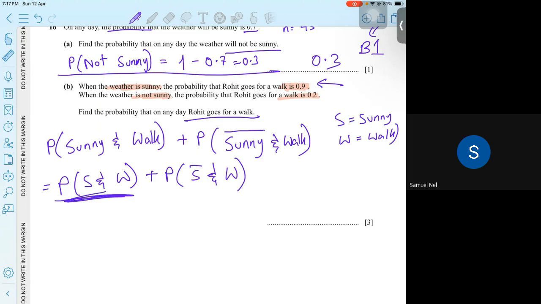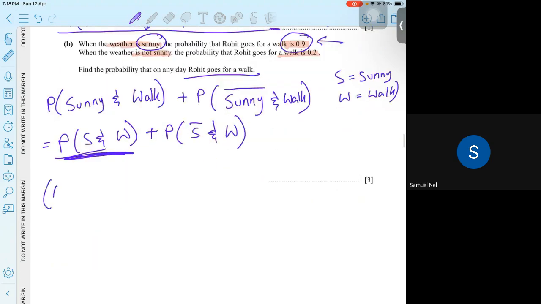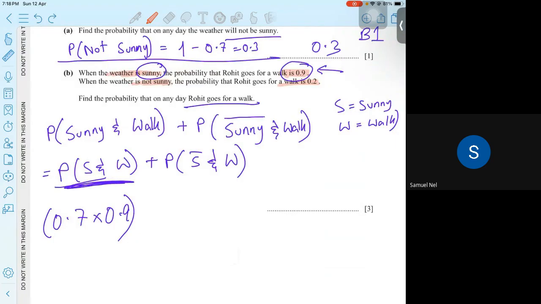So we have 2 events here. The first part is that it's sunny, and the second part is that he goes for a walk. The probability of it being sunny is 0.7, right? So the first one should be 0.7 into 0.9. Are you all with me? Because the probability of it being sunny is 0.7. The probability of him going for a walk is 0.9. So the probability of sunny and walking has to be 0.7 into 0.9.